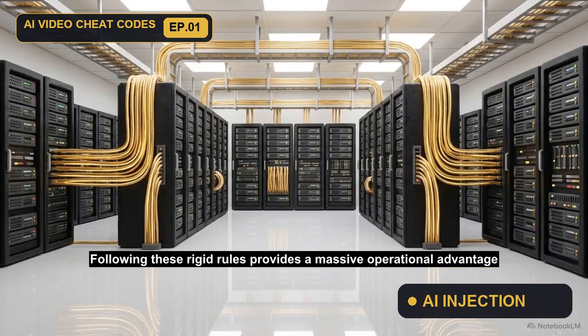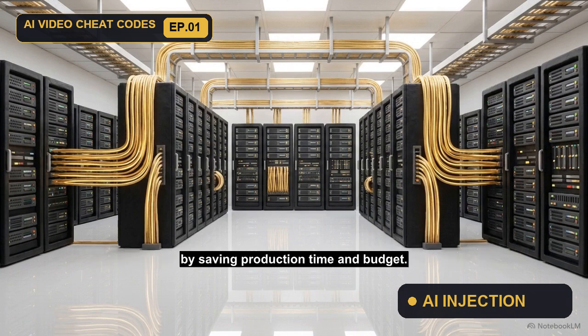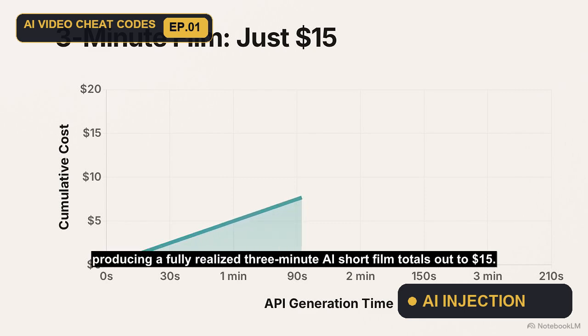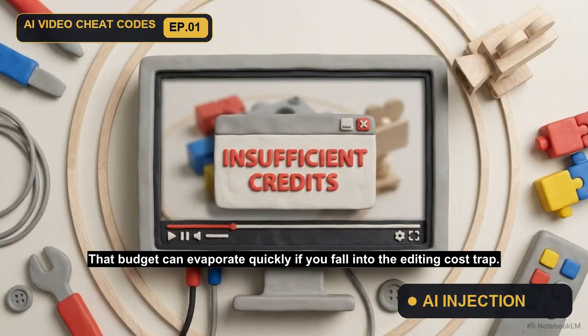Following these rigid rules provides a massive operational advantage by saving production time and budget. This chart shows the actual economics of generation. At roughly 5 cents per second of API usage, producing a fully realized 3-minute AI short film totals out to $15. That budget can evaporate quickly if you fall into the editing cost trap.